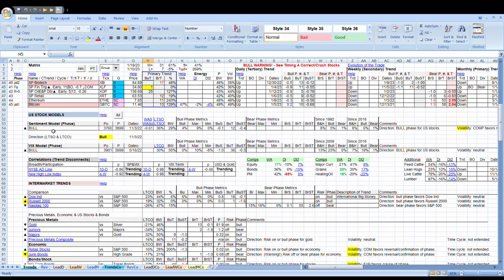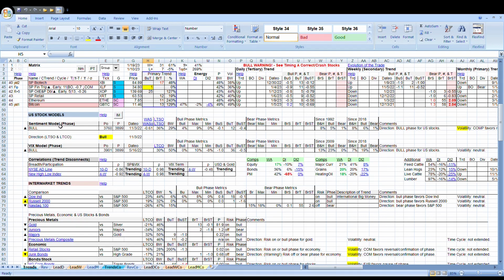The other thing that you want to focus on are the stock sentiment models here. These are intermediate models. There's two major ones: there's sentiment and there's the VIX model. And then you talk about the phases. Both of them are in a bull phase. You can see it here, bull, bull. When they agree, they're bullish, and it's highlighted. It flipped over on 11/3/22.